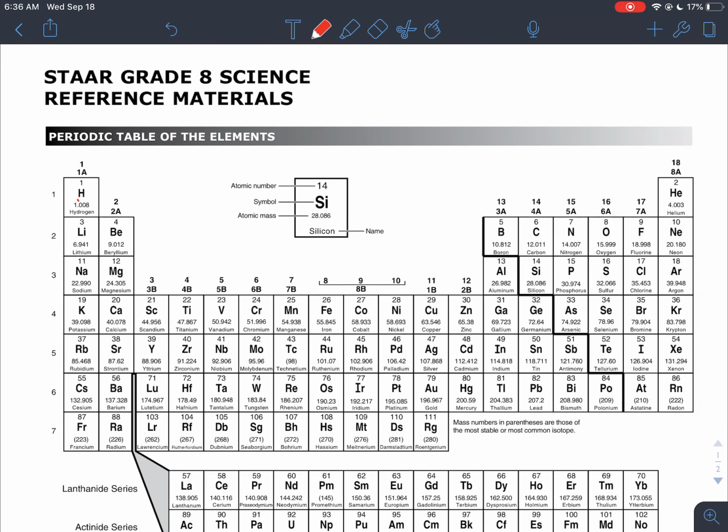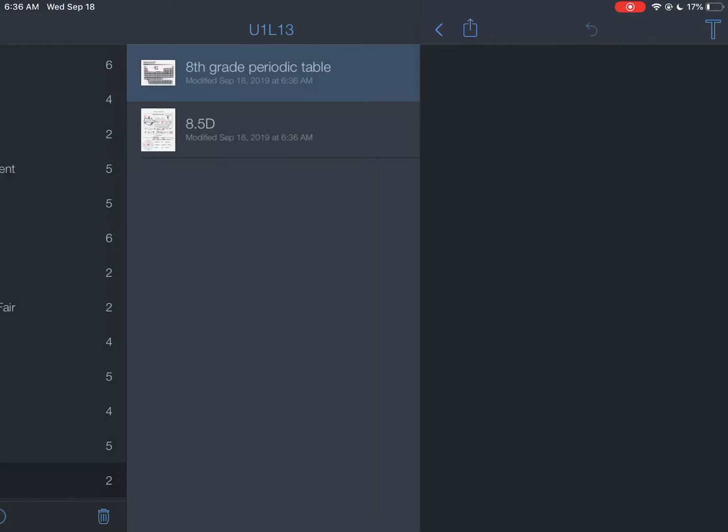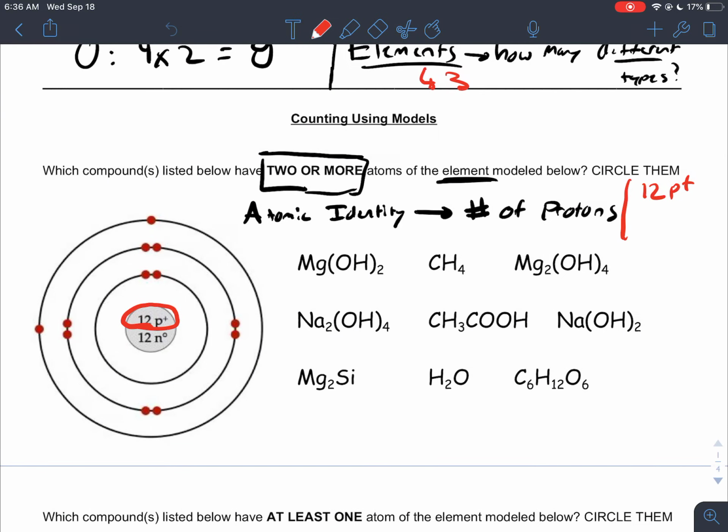I start up top, 1, 2, 3, 4. I got to keep moving. Here I see 10. I found it. 12. Magnesium. I'm going to come transfer that back to my work packet, and you should do the same. Oops, wrong video. I want you to write Mg and circle it. That's what we're looking for. We need to circle all compounds that have 2 or more Mgs, okay?